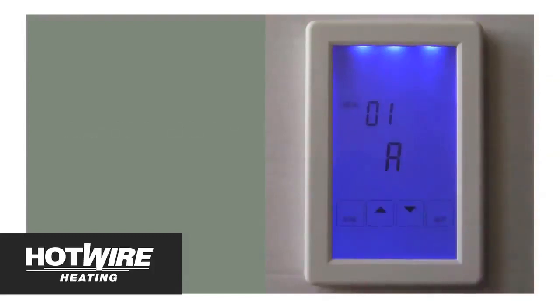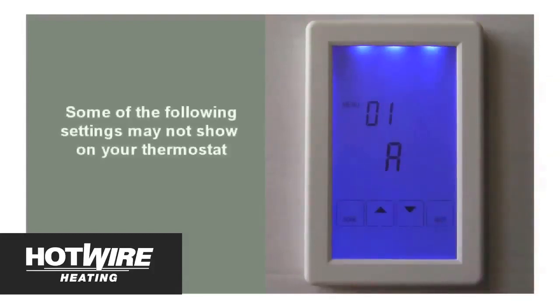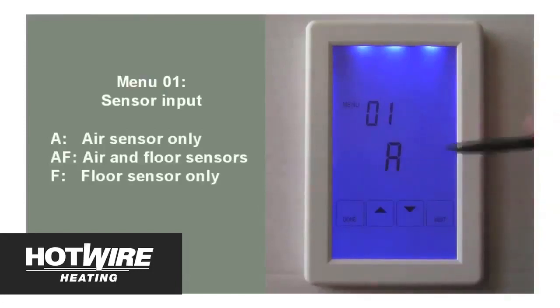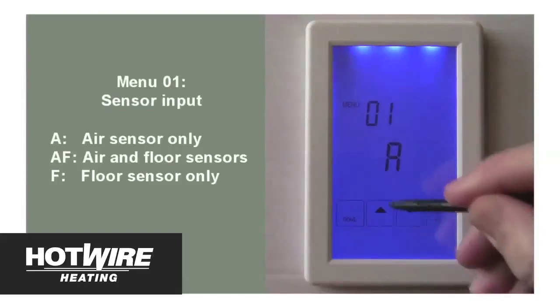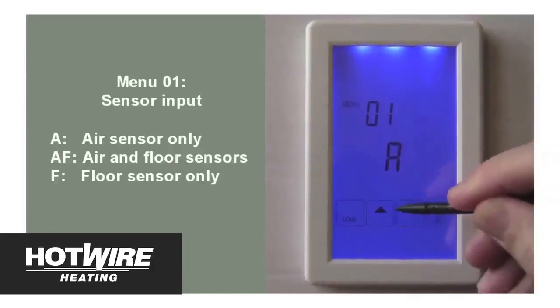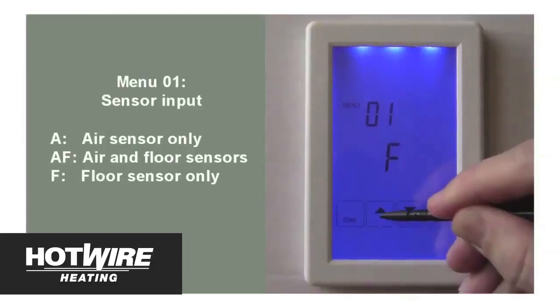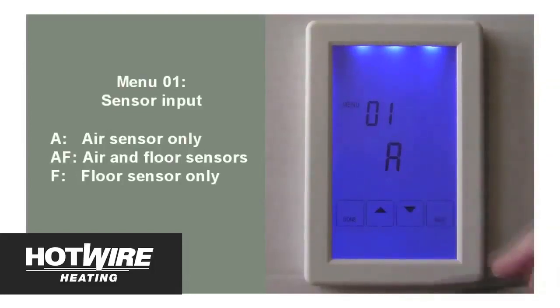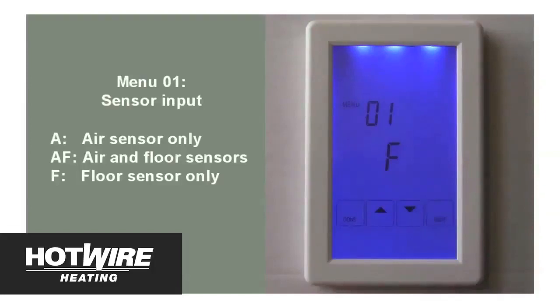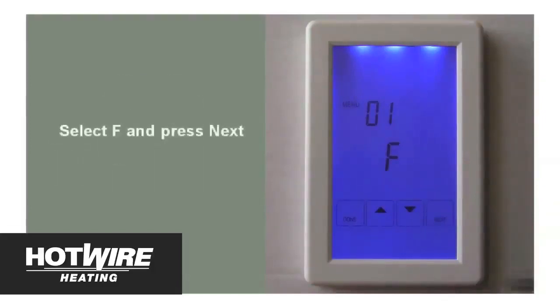Depending on your unit's individual configuration, some of the following menu options in this video may not appear on your thermostat. Menu 1 and the letter A will show. Menu 1 allows you to choose which sensor the unit will use to determine the floor temperature. You can use the up or down arrows to select between A, where the unit will use its built-in air temperature sensor, AF, where the unit will use its air temperature sensor and the floor temperature sensor together, or F to just use the floor temperature sensor installed inside your heated floor. In this case, select F and press Next to move to the next menu.